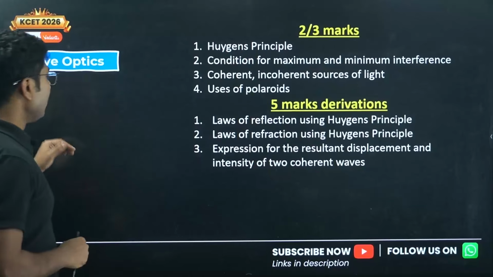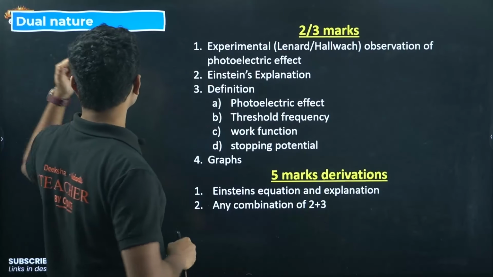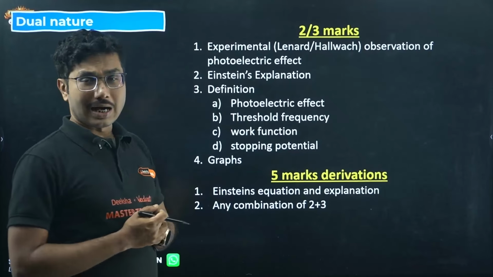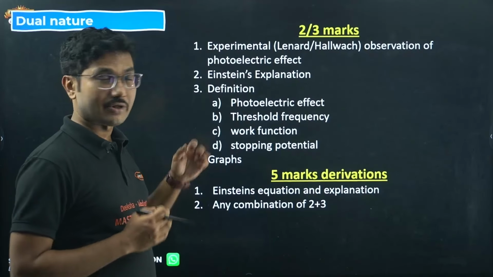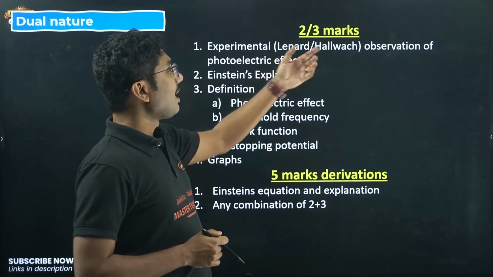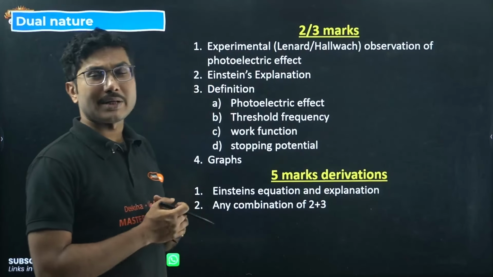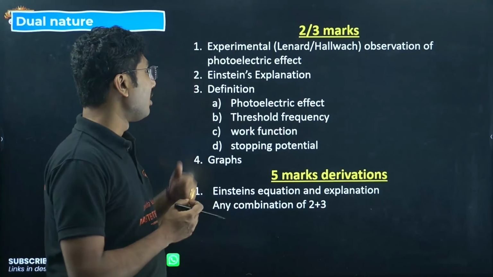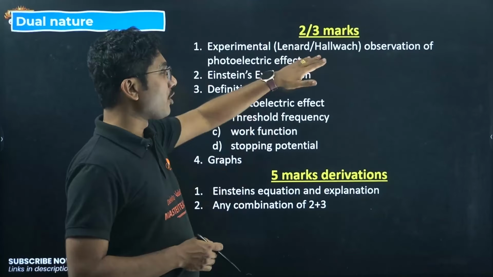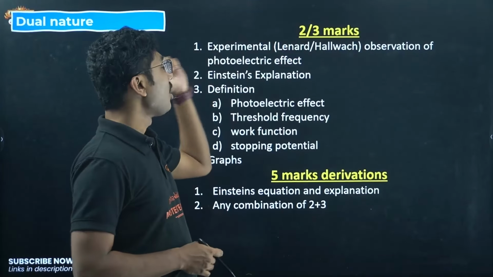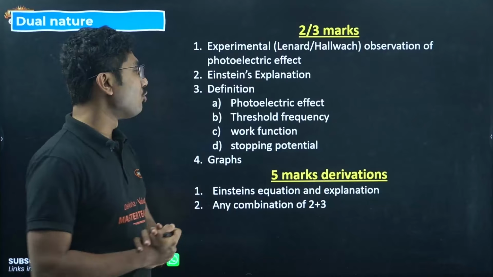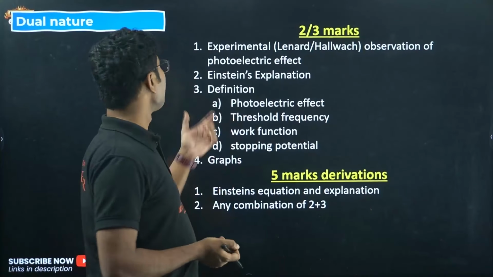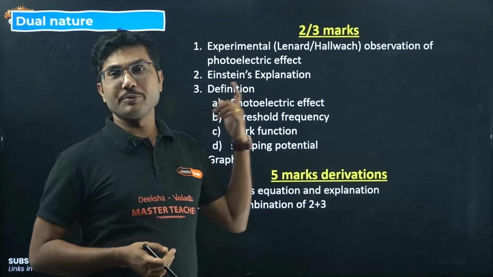Now let us continue. So wave optics we have already discussed. Next is dual nature of radiation and matter. Many of you have asked me that, sir, I have dual nature, so that's why it is included. So experimental observation of photoelectric effects. Sometimes the same question comes as Lenard-Hallwachs observation of photoelectric effect, so that is also possible. Lenard-Hallwachs observation or experimental observation, both are the same. Einstein's explanation, Einstein's equation, that is also possible from the chapter dual nature, so don't miss out on that as well.